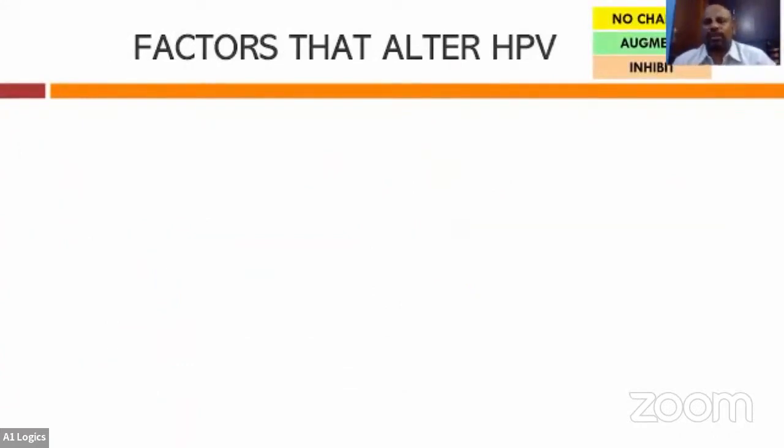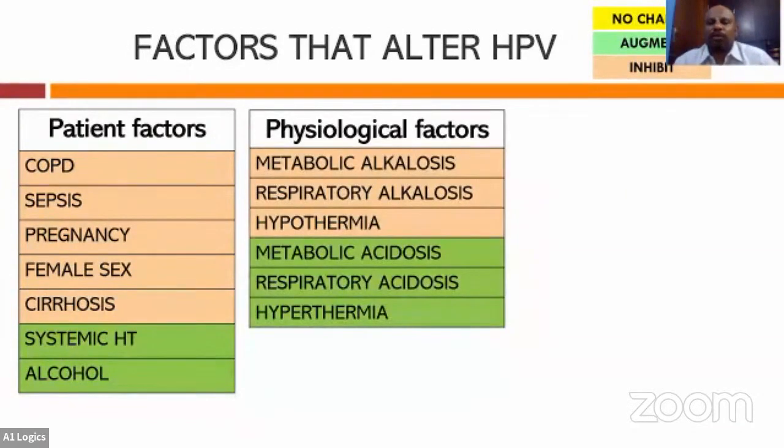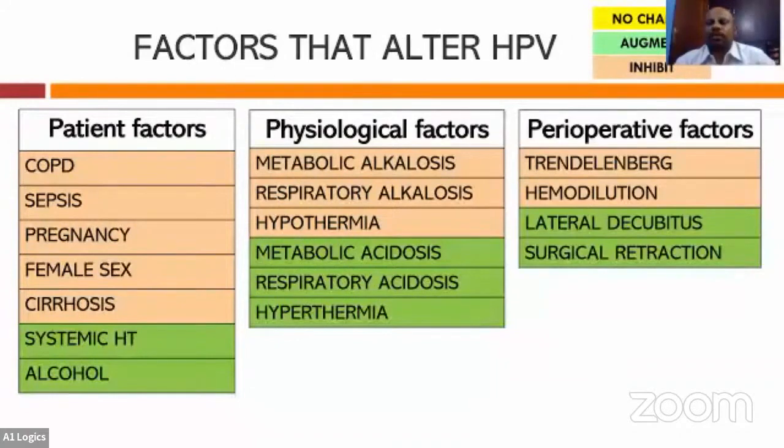So there's an exhaustive list of factors that alter HPV. We'll see some. In patient factors, patients who have COPD, sepsis, pregnancy, female sex, and cirrhosis have less HPV, and people who have systemic hypertension have a very good HPV response. Metabolic acidosis, respiratory acidosis and hyperthermia can produce a good HPV response, whereas alkalosis and hypothermia will inhibit this response. In perioperative factors, lateral decubitus position and surgical retraction can augment the HPV response, whereas Trendelenburg position and hemodilution will inhibit this response.